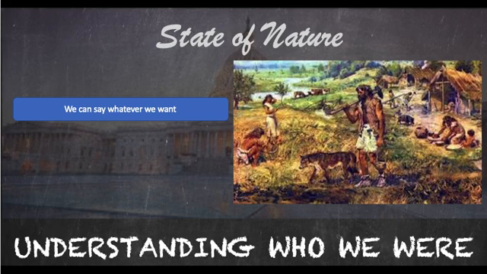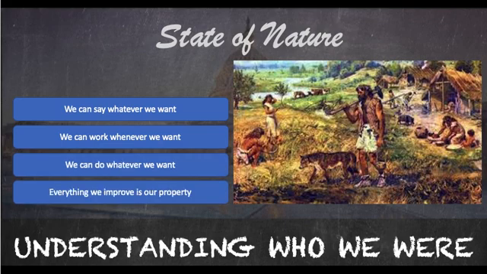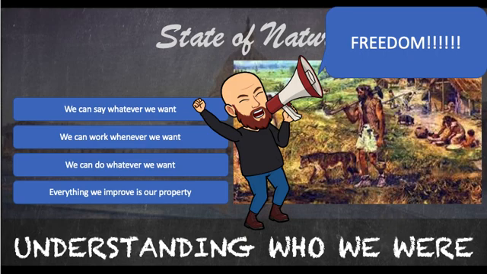In the state of nature, we can say whatever we want. We're just living there on our land, and so freedom of speech is absolute. You can say whatever crazy ideas you want. He would also put in here freedom of religion. We can work whenever we want. We can do whatever we want, and everything we improve belongs to us. And those are basically the ideas that John Locke claims exist.